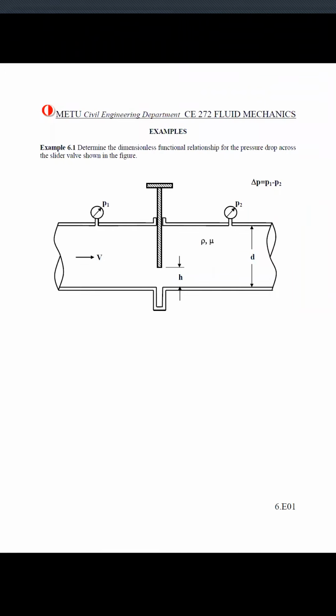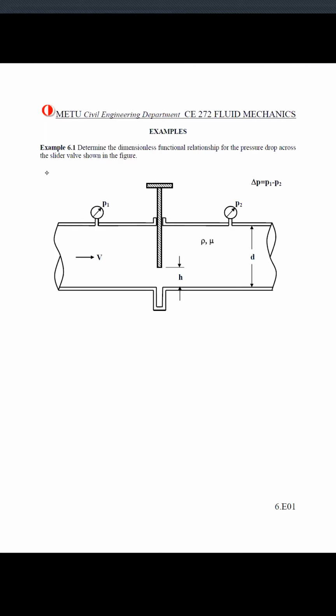Hello everyone, in this video we will solve some examples, literally examples in the lecture notes. Let's start with example 6.1. In this example, it is asked to determine the dimensionless functional relationship for the pressure drop across the slider valve shown in the figure, so that we will write a relation for the pressure drop.